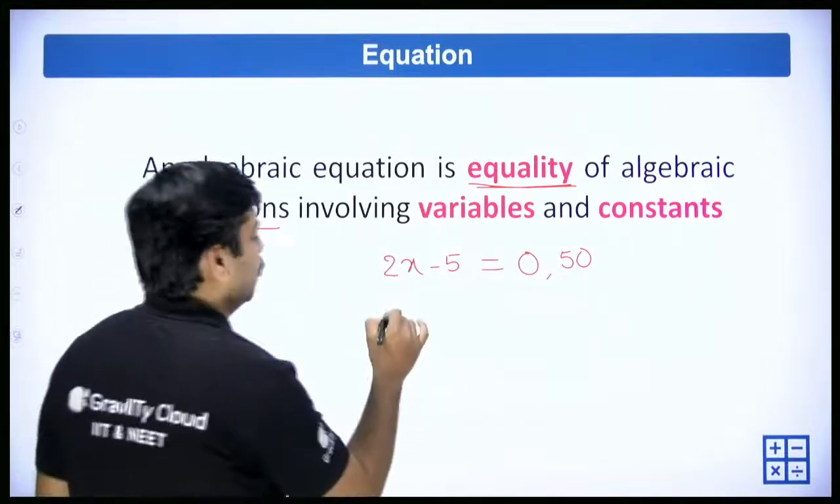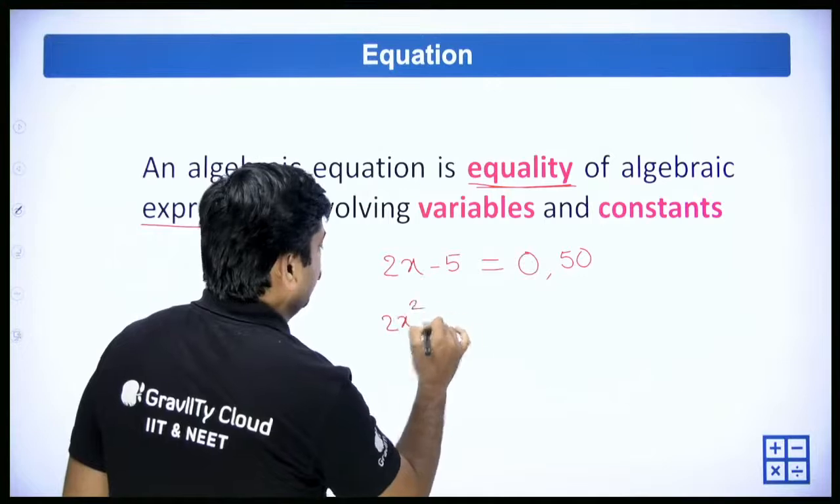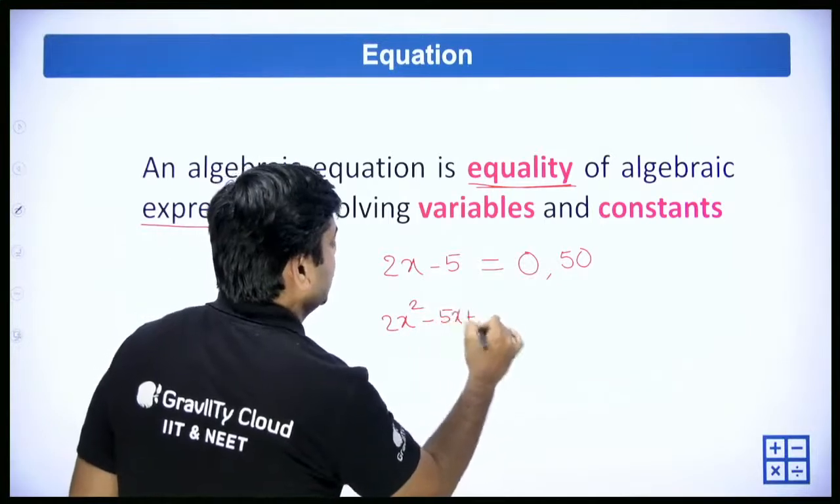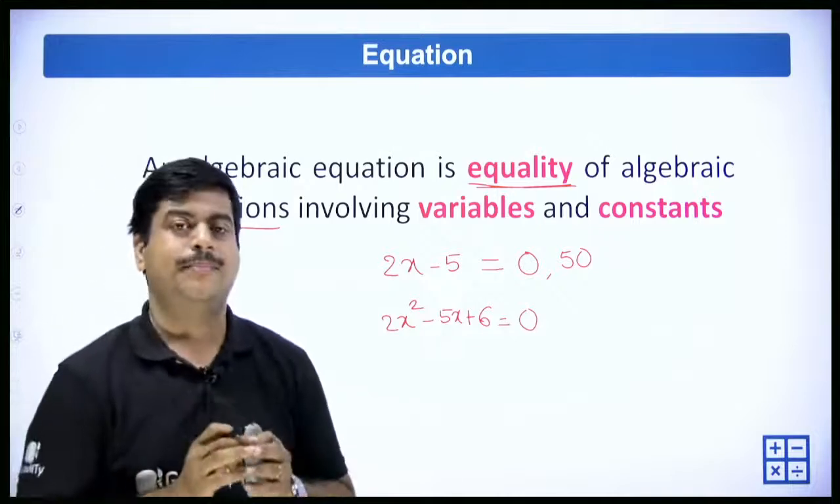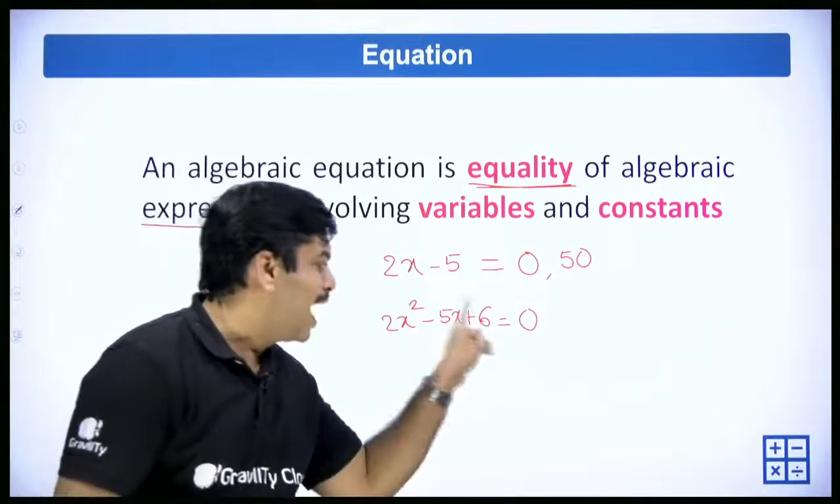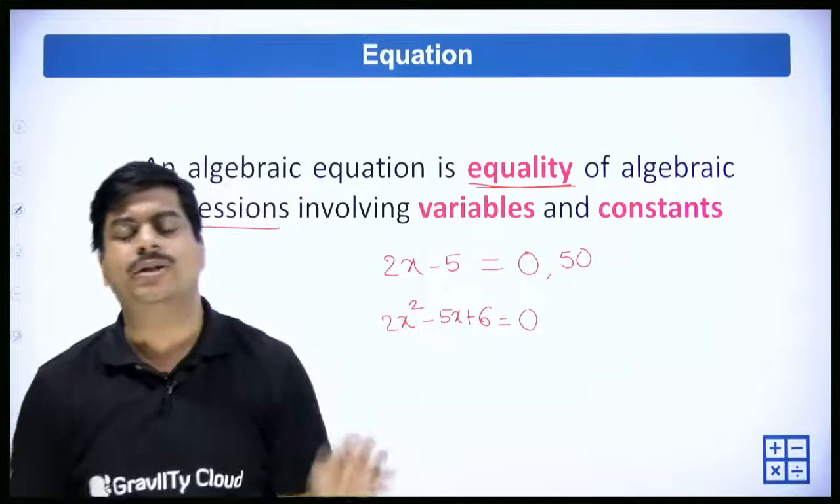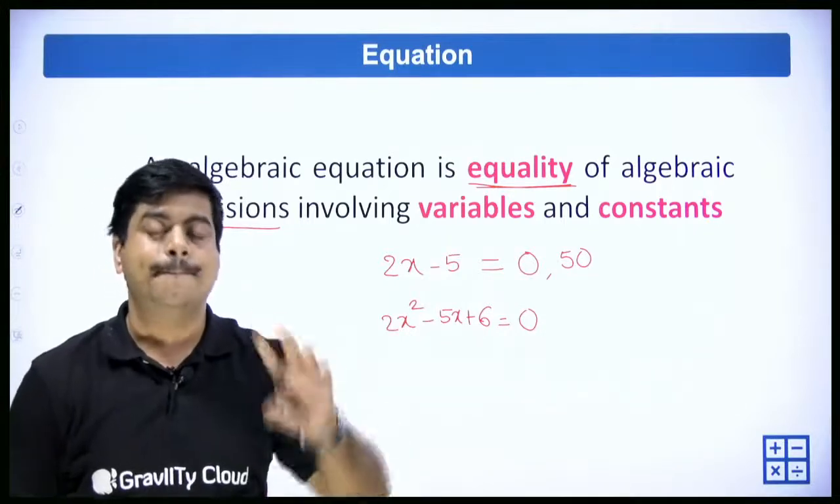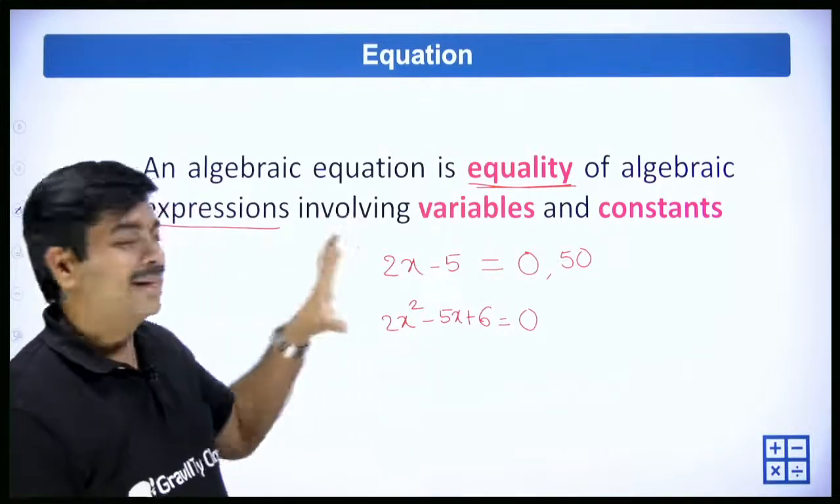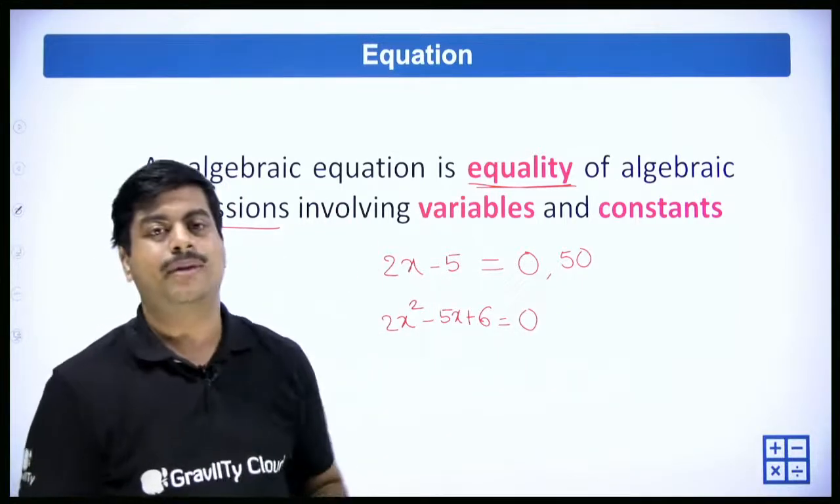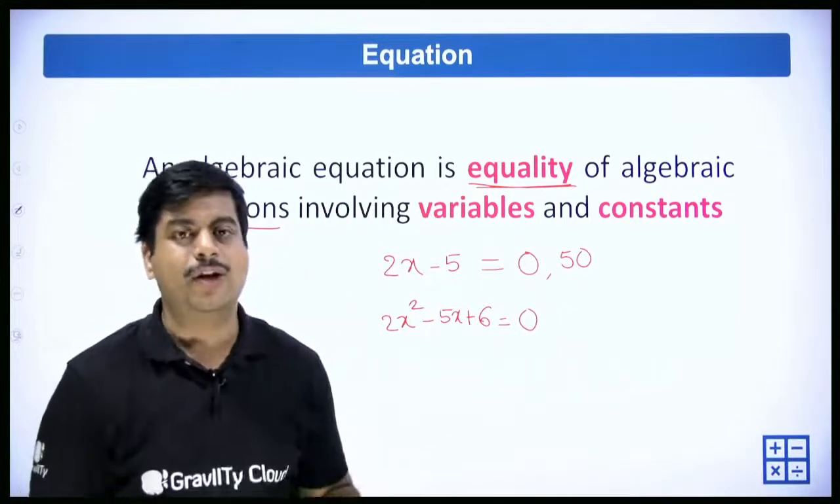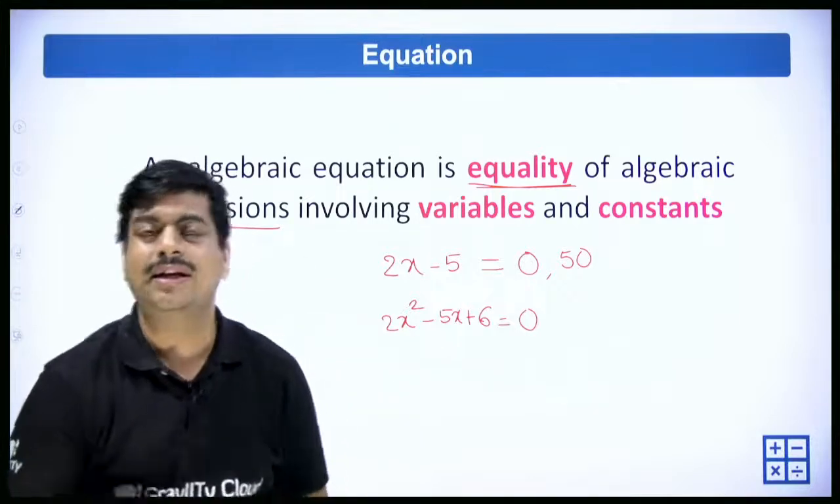Okay, I'll give you one more. 2x square minus 5x plus 6 equal to 0. Even this is an equation. Whenever you have equal to, it is enough to say that it is an equation. But in our present topic, we need to understand what is a linear equation.